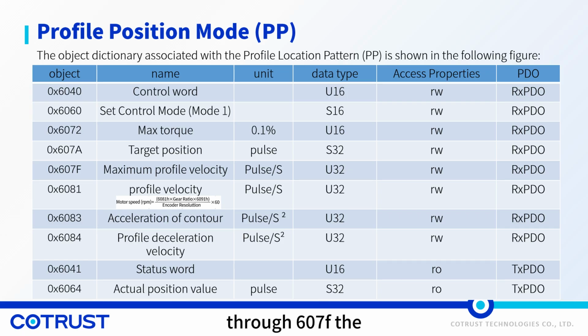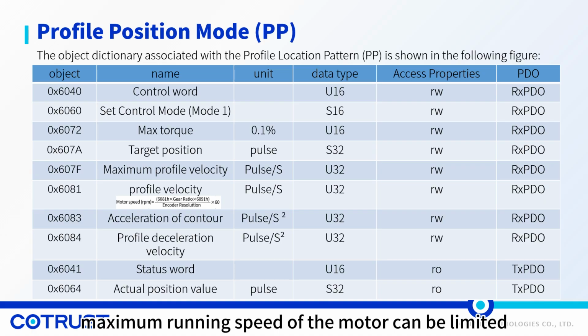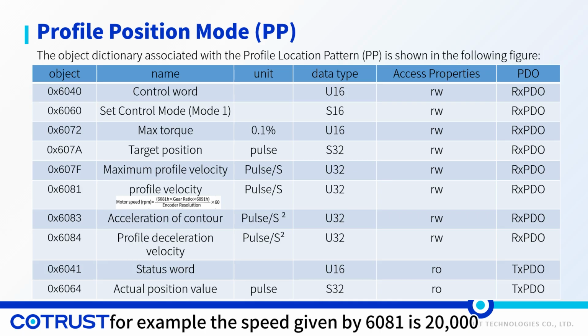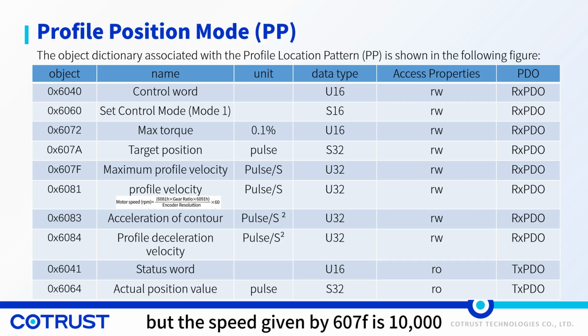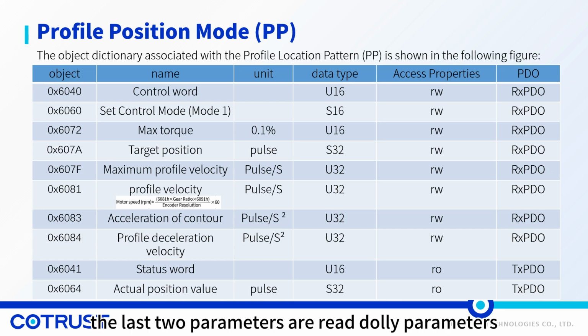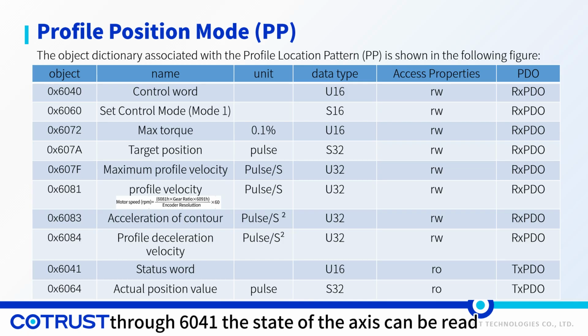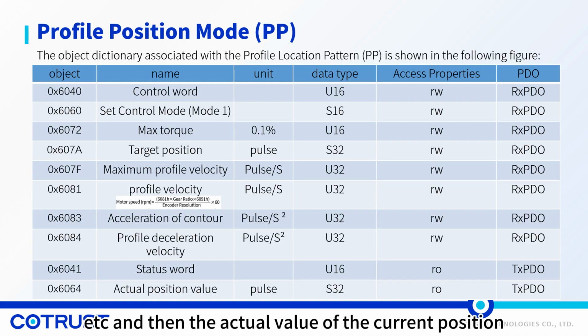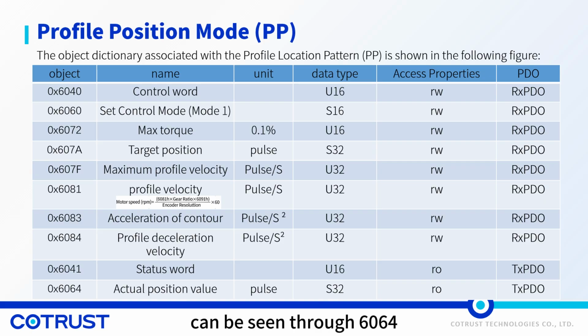Through 607F, the maximum running speed of the motor can be limited, and the speed will not exceed the set value of 607F. For example, the speed given by 6081 is 20,000, but the speed given by 607F is 10,000, so the motor speed is limited to a maximum of 10,000. The last two parameters are read-only parameters. Through 6041, the state of the axis can be read, such as whether the current positioning is completed, etc. And then the actual value of the current position can be seen through 6064.